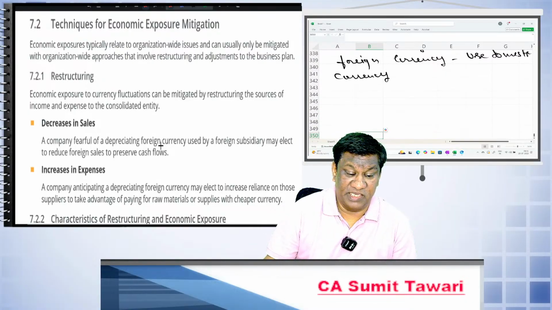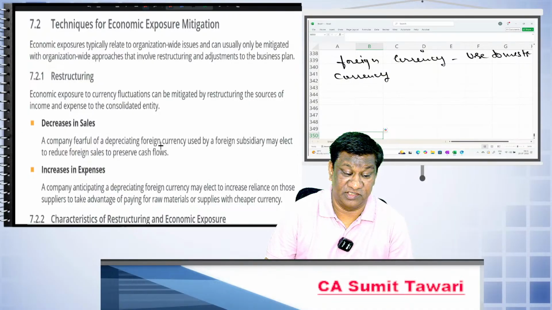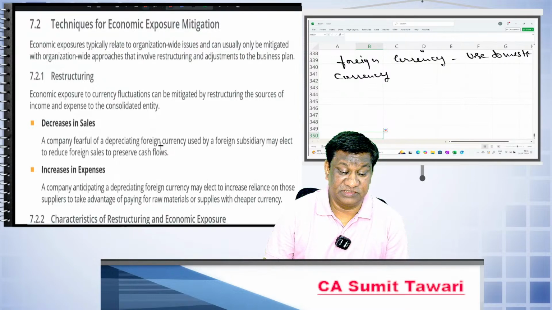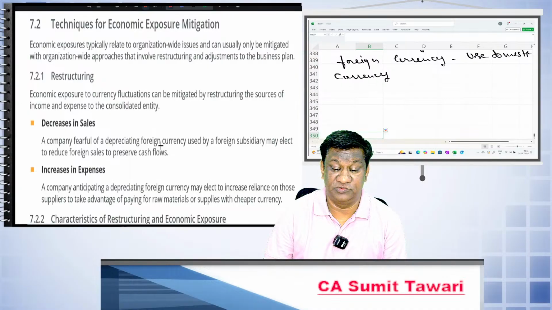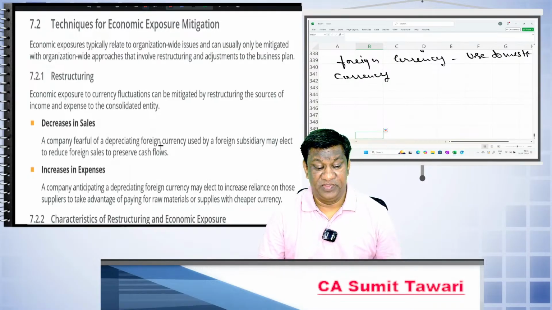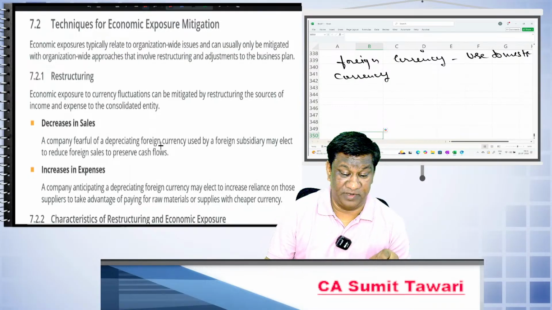Okay, so economic exposure to currency fluctuation can be mitigated by restructuring the source of economic and expenses to the consolidated entity. Decrease in sales: a company fearful of a depreciating foreign currency used by a foreign subsidiary may elect to reduce foreign sales to prevent the cash flow. Okay, so in this situation, what happened?